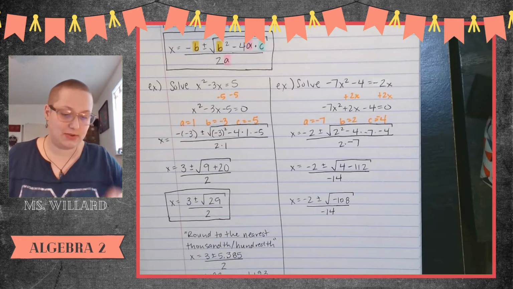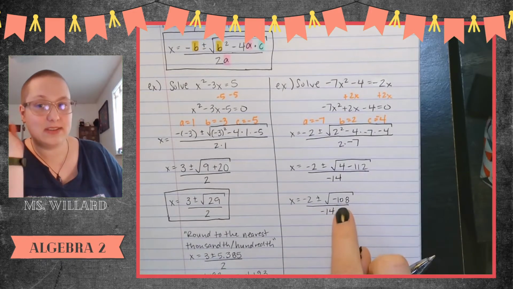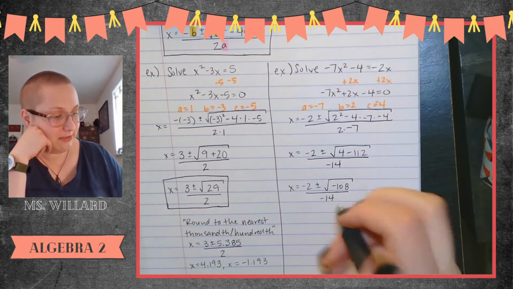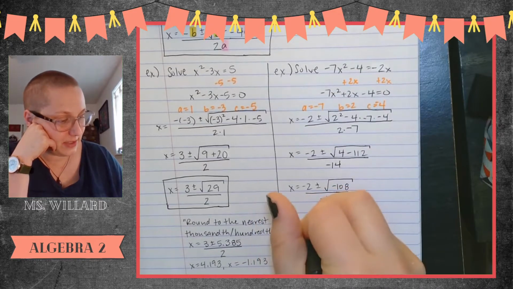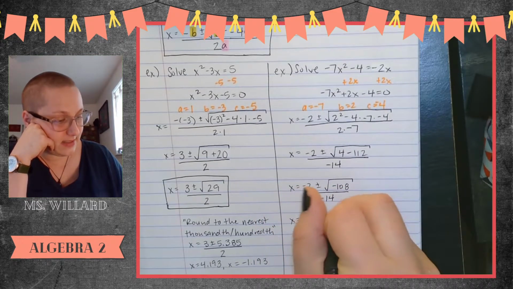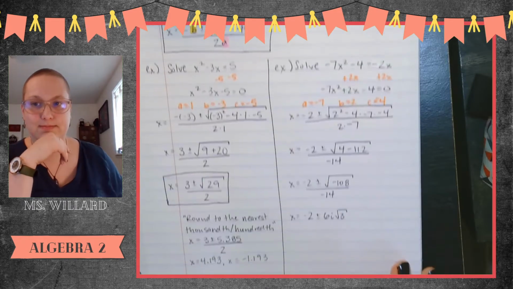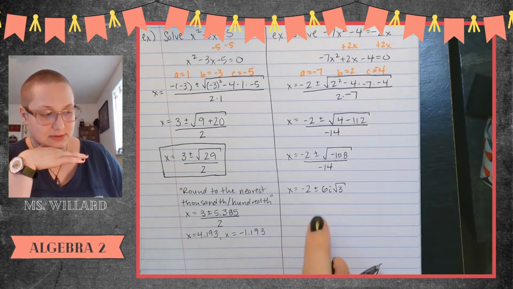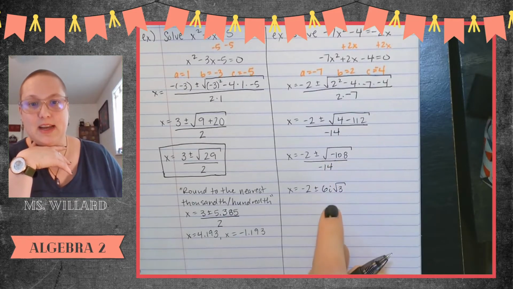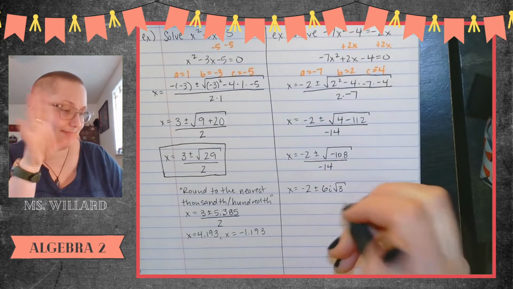All right. So negative 108. Because the square root of 108 was 6 square roots of 3, then the square root of negative 108 is going to be plus and minus 6i square roots of 3. 6 root 3 because of the square root of 108. i because it was negative. That's all.